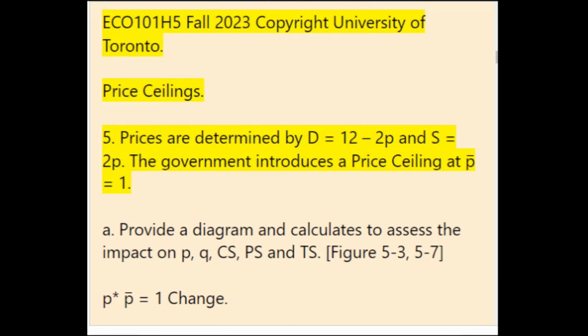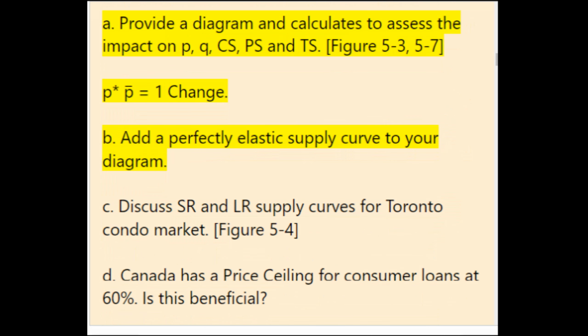Price ceilings. Prices are determined by D = 12 - 2P and S = 2P. The government introduces a price ceiling at P = 1. A. Provide a diagram and calculations to assess the impact on P, Q, CS, PS, and TS.